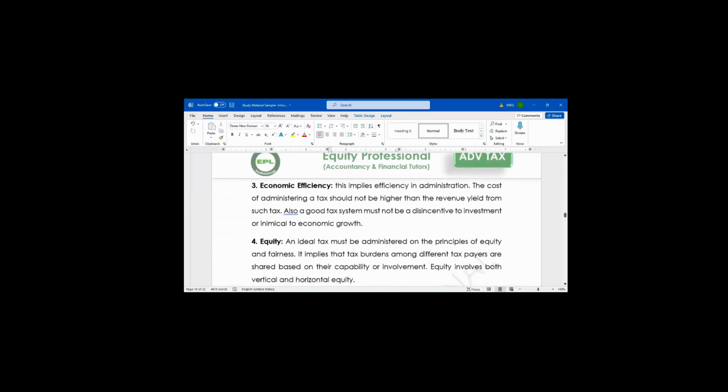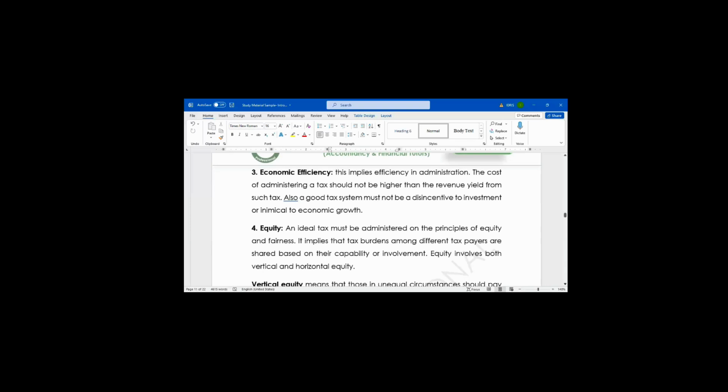Another one, principles of economy. Principles of what? Economy. This one is saying that the cost incurred by the tax authority in administering tax should not be more than the actual revenue generated from the tax. This one is referring to the tax authority. You should not spend more costs in collecting tax. The cost you are spending in collecting tax should not be more than the actual tax collected.